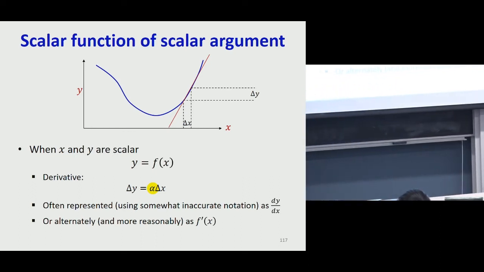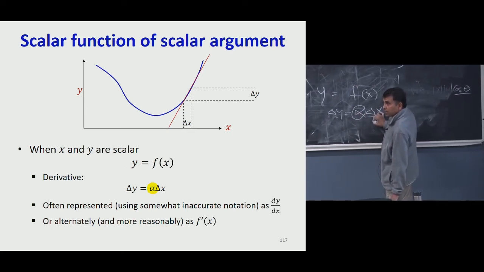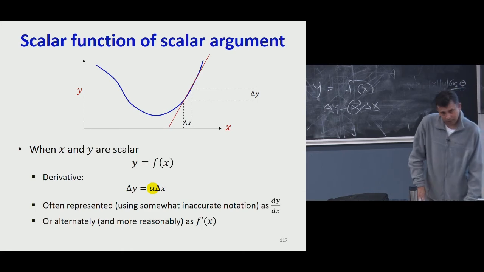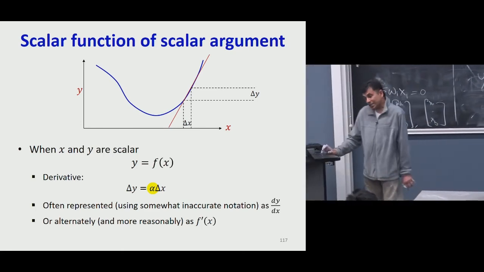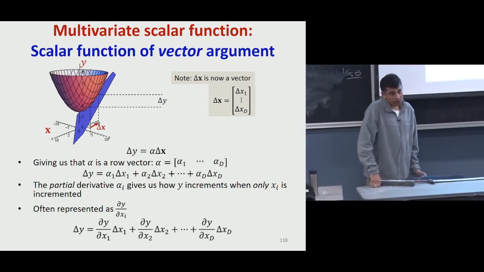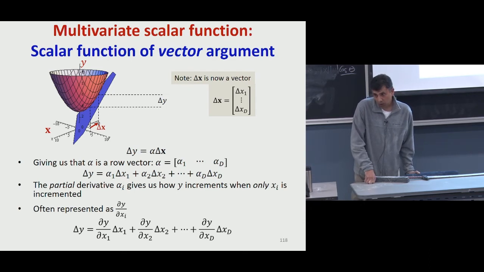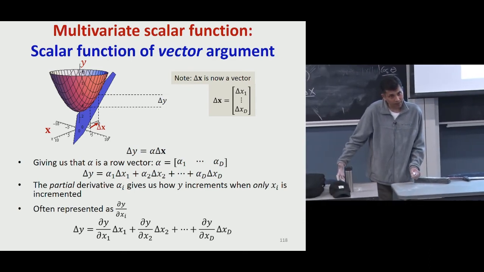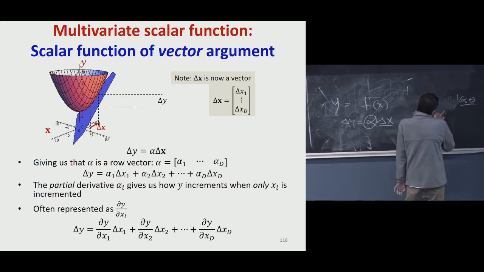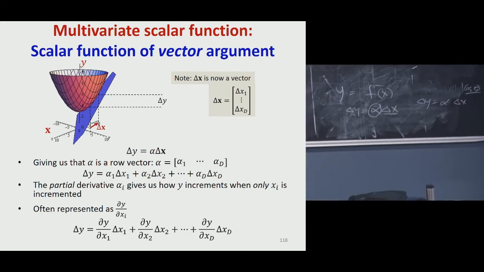But the thing I want you to remember is this. The derivative is a multiplicative term which tells you what you must multiply an incremental change in input by to compute the corresponding incremental change in the output, right? So why am I insisting on this? Let's go to a multidimensional function, say a multivariate scalar function, where y is a scalar and x is a vector. Like a bowl, it's a function of two variables, right? Now in that case, I can still write delta y equals alpha delta x. X is a vector. Now if I assume x is a column vector, what is the shape of delta x?